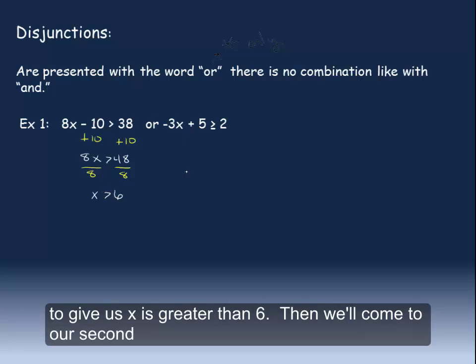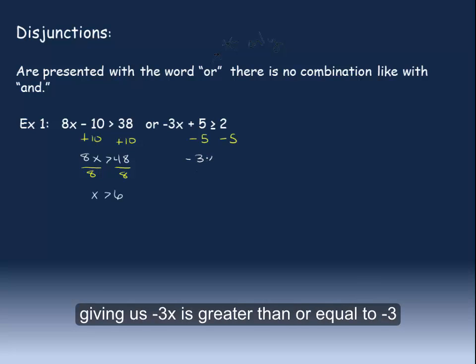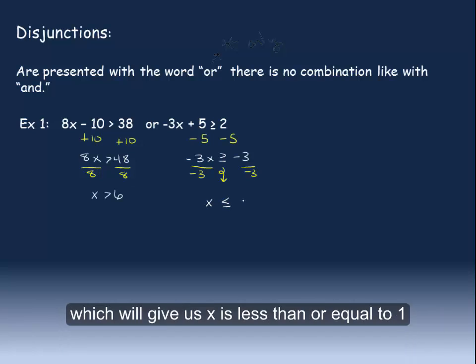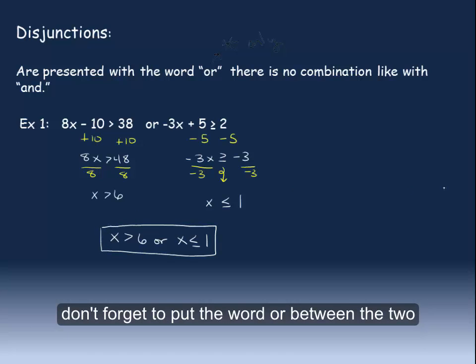Then we'll come to our second inequality. We will subtract 5 from both sides, giving us negative 3x is greater than or equal to negative 3. We will divide both sides by negative 3, and don't forget we're dividing by a negative, which means we need to flip that inequality symbol, which will give us x is less than or equal to 1. Writing this out, you'll have x is greater than 6 or x is less than or equal to 1. Don't forget to put the word or between the two.